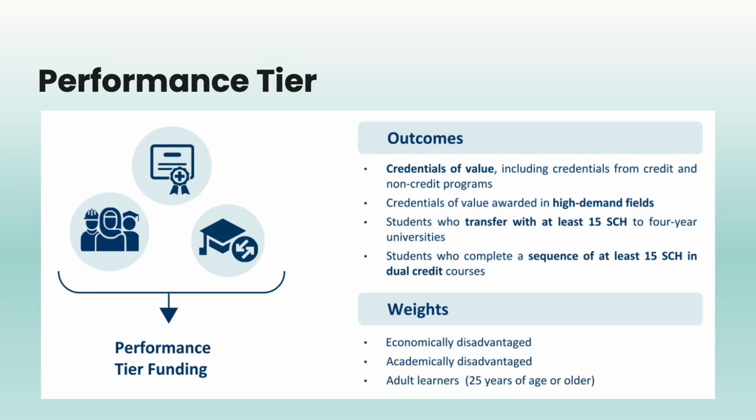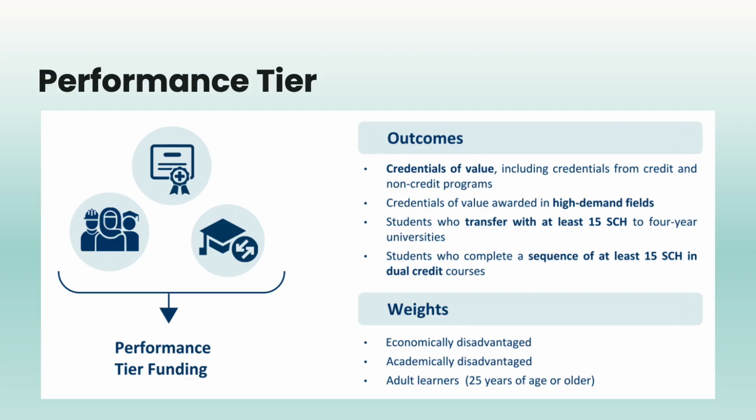So where we spend the bulk of our time is on the performance tier, really making sure that we are outcomes-based. So we've got things like credentials of value. Those are going to be your certificates, your associate degrees. We've also got credentials of value that are in high demand fields, okay? So the state is going to give you a little bonus if it's in a field that they know is high demand, right? There are many jobs available. They're paying a living wage.